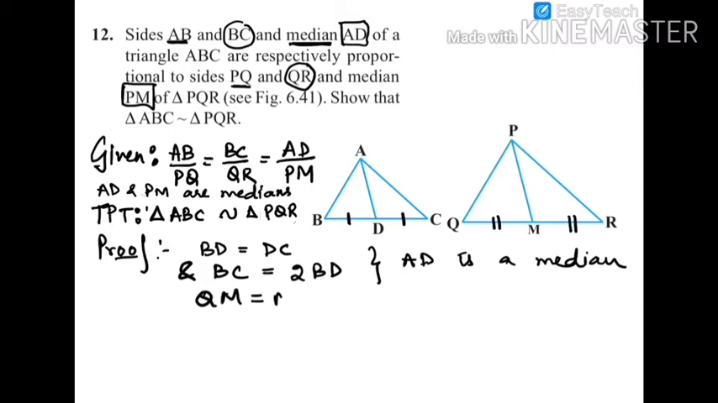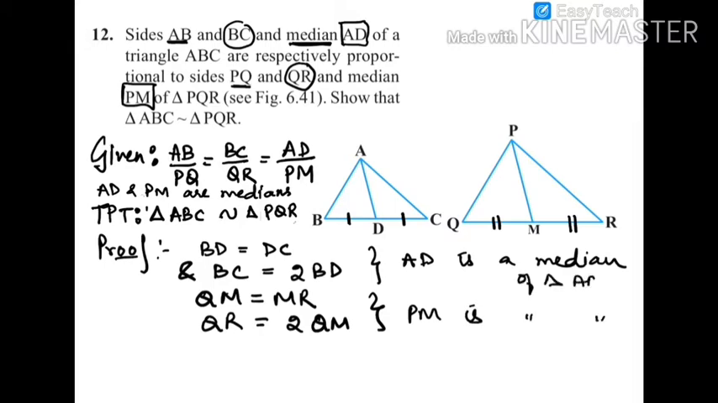Similarly, QM is equal to MR and we can write QR as 2 times QM. Again, reason will be PM is a median. So what we will do is we will replace BC with 2BD and QR with 2QM in this ratio.